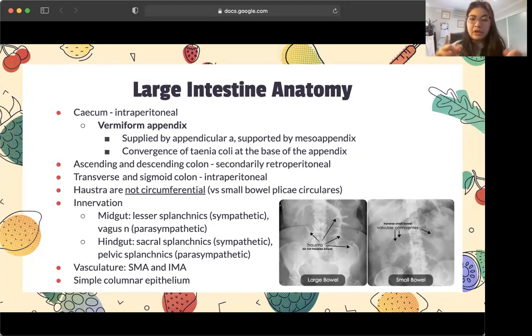The taenia coli, which are those 3 straps of muscle around the large bowel, converge at the appendix, and that's often what is used to find it in surgery. Notably, when we take an abdo x-ray, the way that you can tell the difference between large bowel and small bowel, other than where it's located, with large bowel tending to be more lateral, to the sides, is that the haustra, which are those little sacs in the large bowel, make markings that don't go all the way around. Whereas small bowel I like to think about as a stack of coins. So the plicae circulares do go all the way around there.